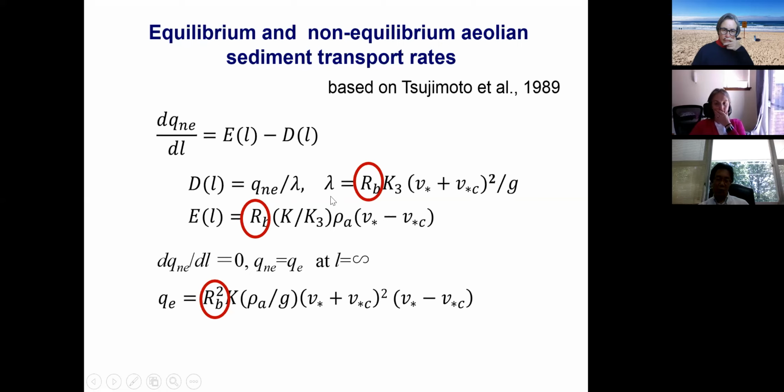Now we assume that the saltation length and the pickup rate are proportional to the ratio of the bare area, and under the condition that at infinite distance the non-equilibrium aeolian sediment transport rate reaches the equilibrium sediment transport rate, the equilibrium sediment transport rate is estimated like this, which is proportional to the square of the ratio of the bare area.